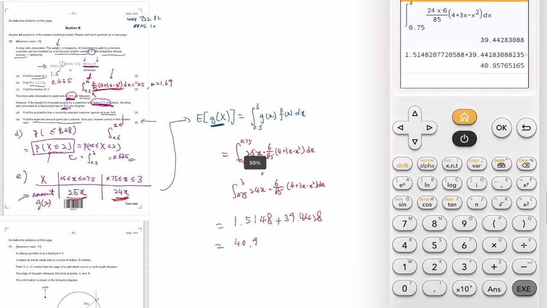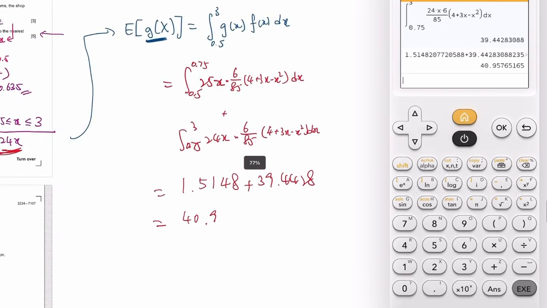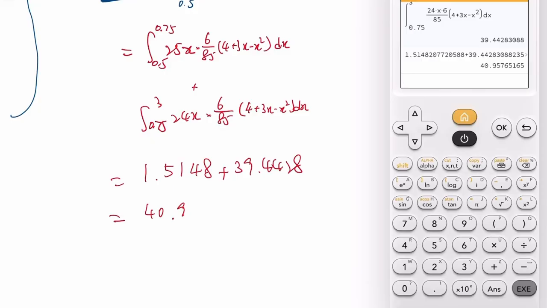To the nearest cent, so 40.96. This is a cent. Alright.